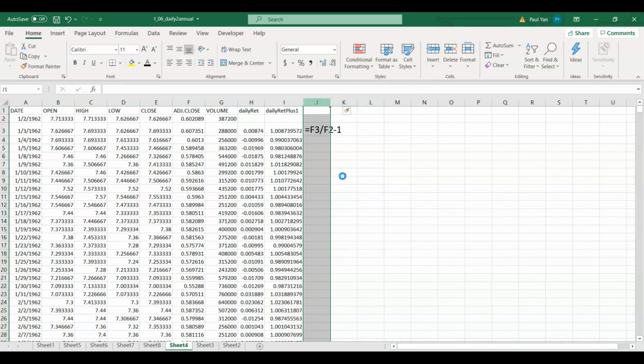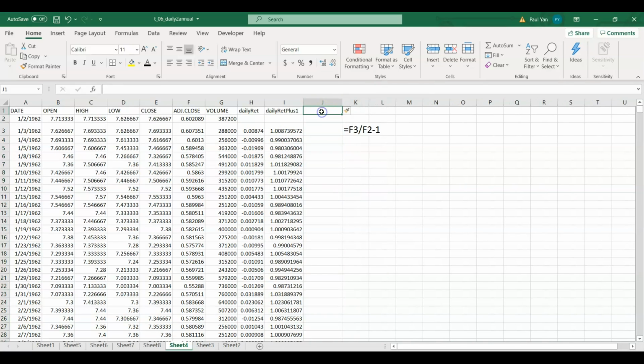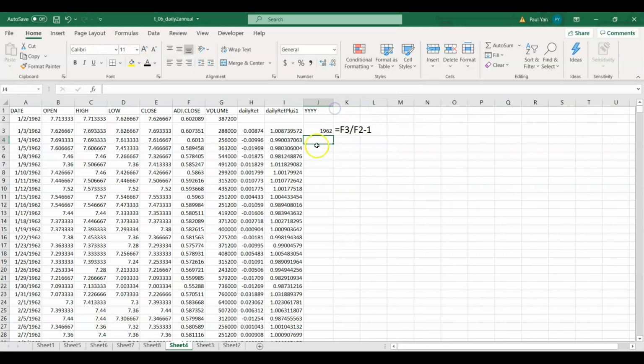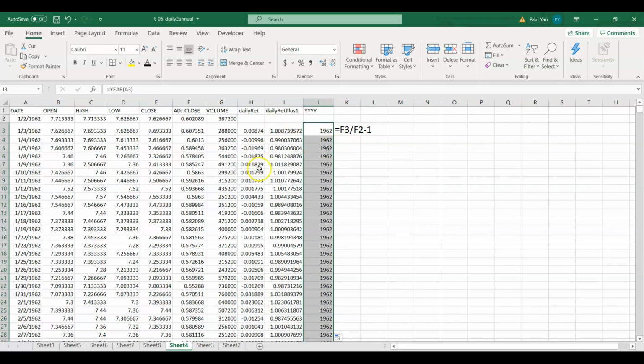The last one, we generate the year column. So this one we use equals year, and we use the date. So this is date and 1962. Then we copy and paste. Actually we only need these two columns, I column and J column, the daily price plus 1 and year.